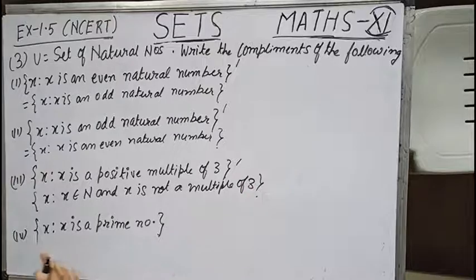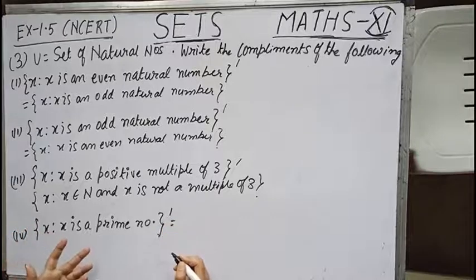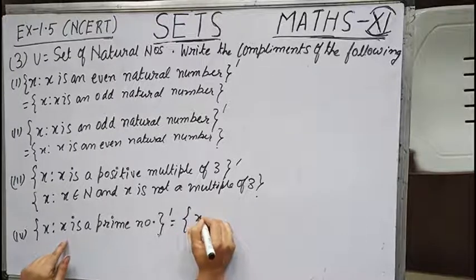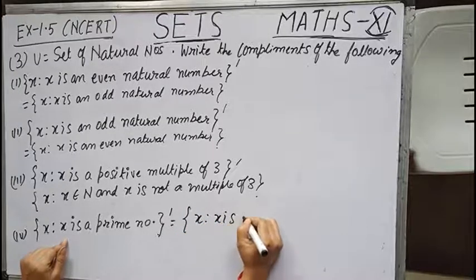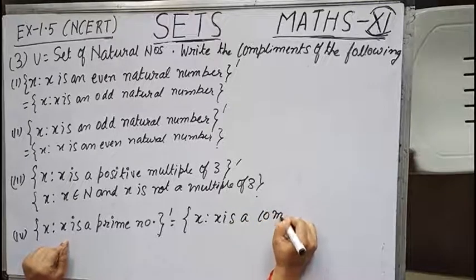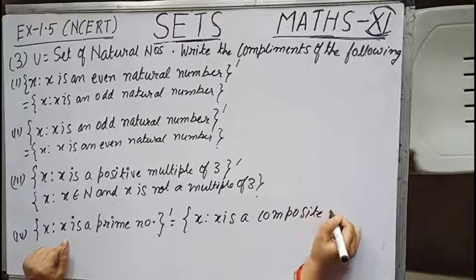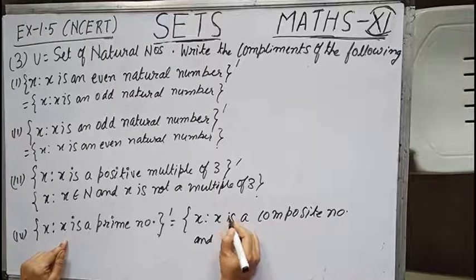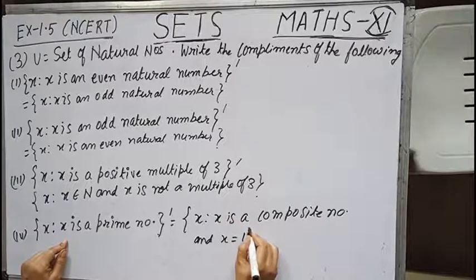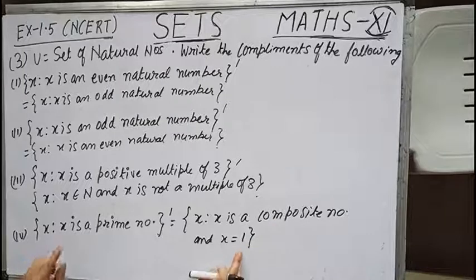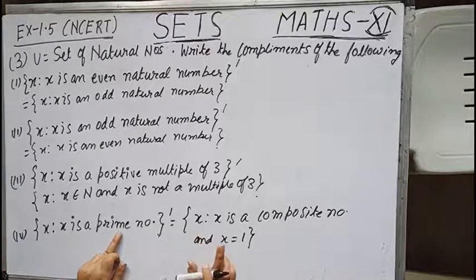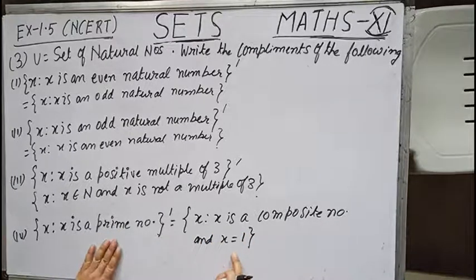The fourth one is x such that x is a prime number. So obviously its complement will be x such that x is a composite number and also 1. So we will be writing x such that x is a composite number and x equals 1. So x is composite as well as 1. So the complement of x such that x is a prime number is x such that x is a composite number and x equals 1.